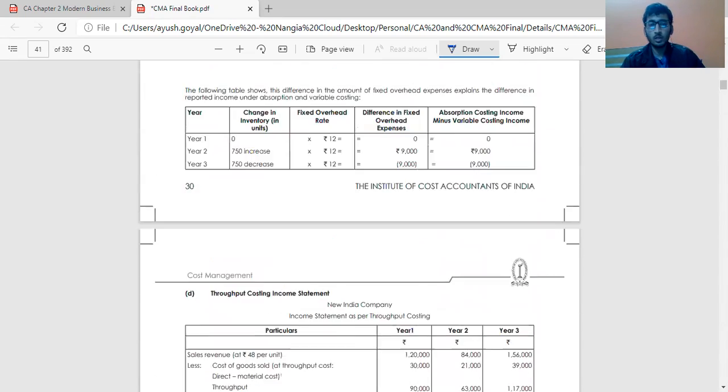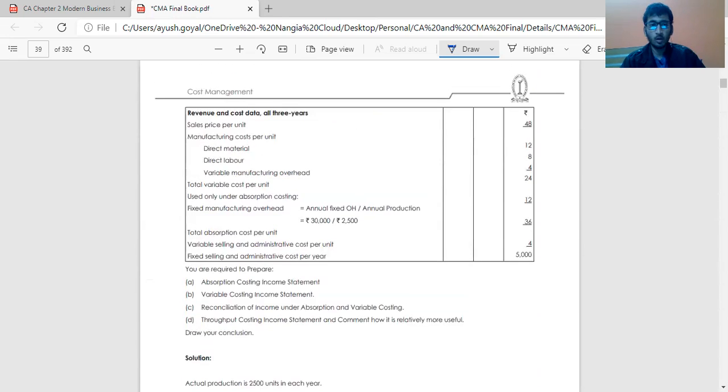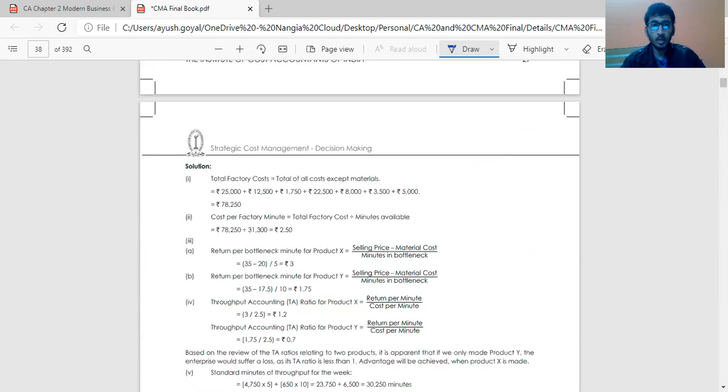So let's do one thing. I'm not even discussing questions 12, 13, 14. I hope you would be able to solve the questions, because we have had a sufficient discussion over throughput costing and bottleneck resource. So again, if you have any doubt, just feel free to come to me. I'll definitely try to solve it.